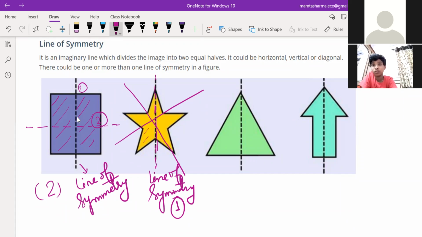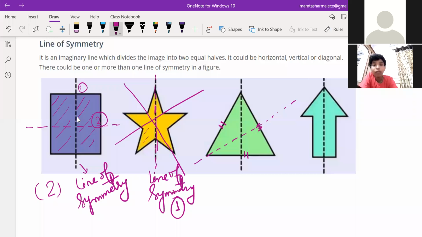Now see, this is a triangle. If I say this is an equilateral triangle, it means all sides are equal. Now if I draw the line of symmetry which will divide it into two equal halves, ma'am, we can draw only one? We can draw this line also. They would be the same only because this is an equilateral triangle.